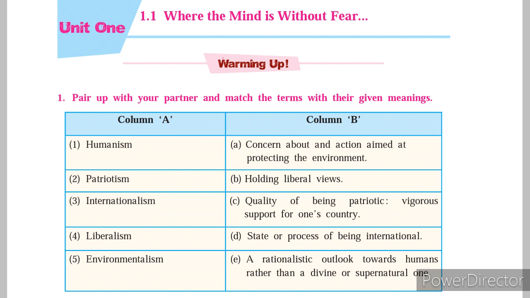The second concept is patriotism. Now what is patriotism? Patriotism means a quality of being patriotic or vigorous support for one's country. The third concept is internationalism. Now what is internationalism? It means state or process of being international, right? The fourth one is liberalism. Now what is liberalism? It means holding liberal views. That is what liberalism is all about. The fifth one is environmentalism. It means concern about an action aimed at protecting the environment. That is what the first activity is all about.